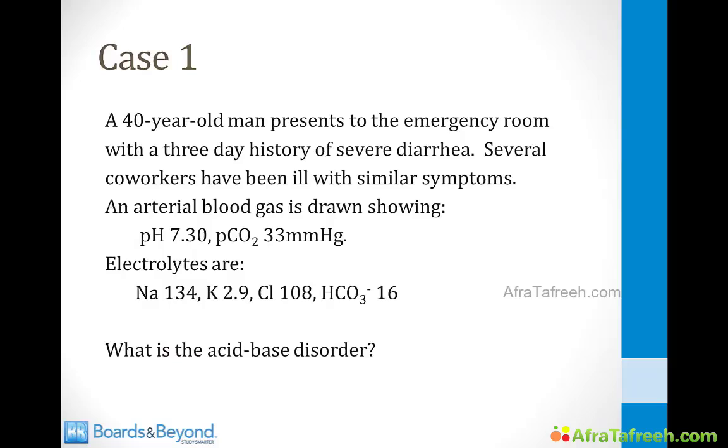So our first case is a 40-year-old man who presents to the emergency room with a 3-day history of severe diarrhea. Several coworkers have been ill with similar symptoms. An arterial blood gas is drawn showing a pH of 7.3, a PCO2 of 33. Electrolytes are a sodium of 134, a potassium of 2.9, a chloride of 108, and a bicarb of 16. And the question asks, what is the acid-base disorder?